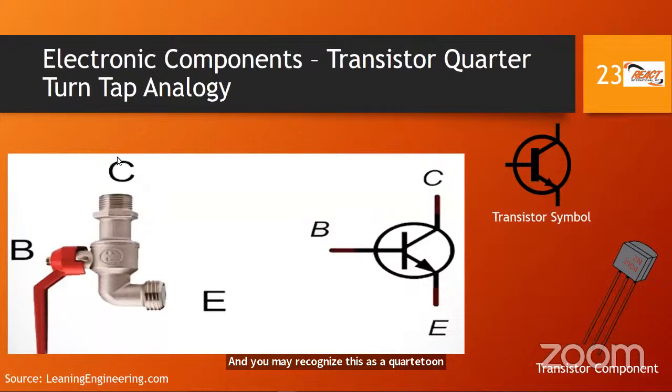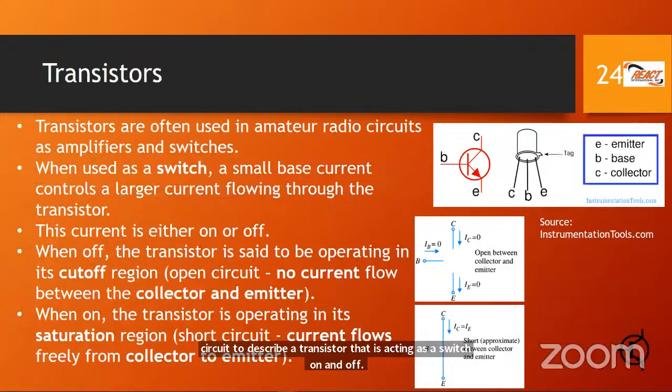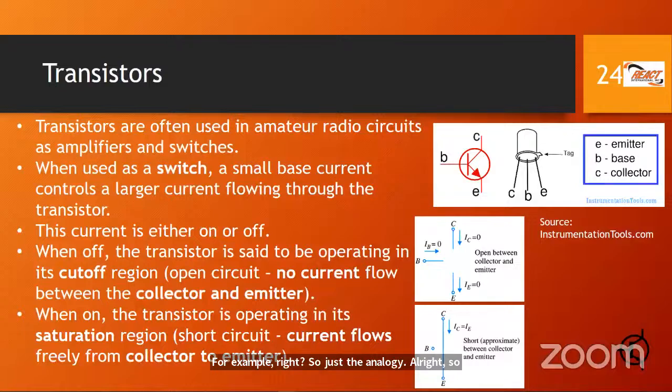But what we're saying here is that this is the collector, and you have the base that is being biased. Then depending on how the base is biased, it will allow flow through the emitter, the tap itself. So that's the kind of analogy we're using in the water circuit to describe a transistor that is acting as a switch on and off, for example, right? So just the analogy.